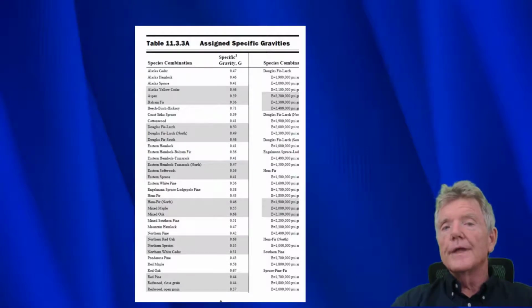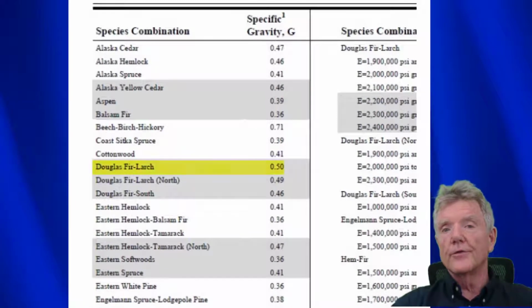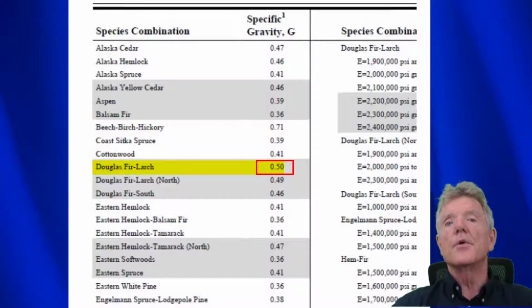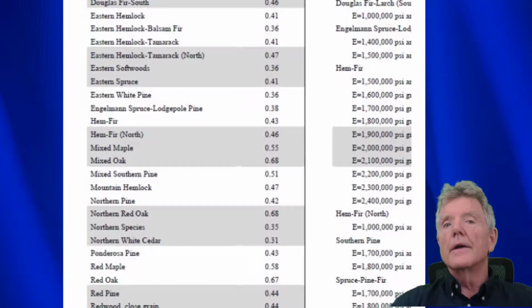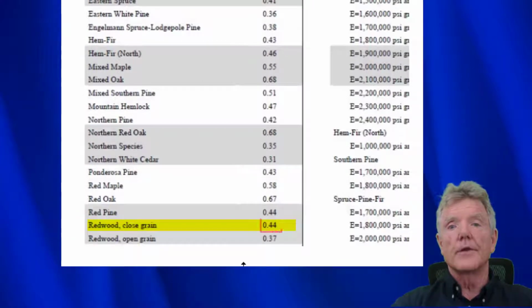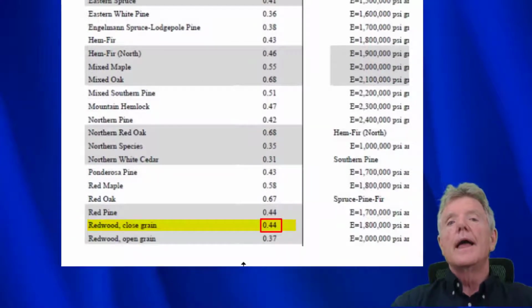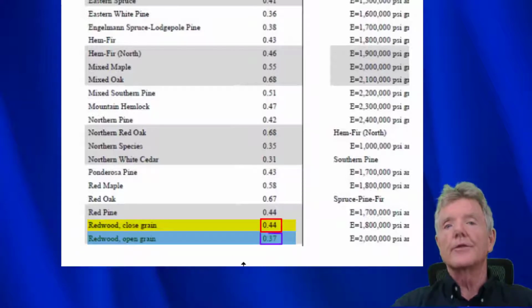Now, wood has different specific gravities. For example, Douglas fir larch, which is what practically every house is made out of from the mud sill up, has a specific gravity of 0.5. Now, the other wood we work with is old growth redwood, which is also called close grain redwood, which has a specific gravity of 0.44. And then we also have new growth redwood, which is called open grain, and that's 0.37.